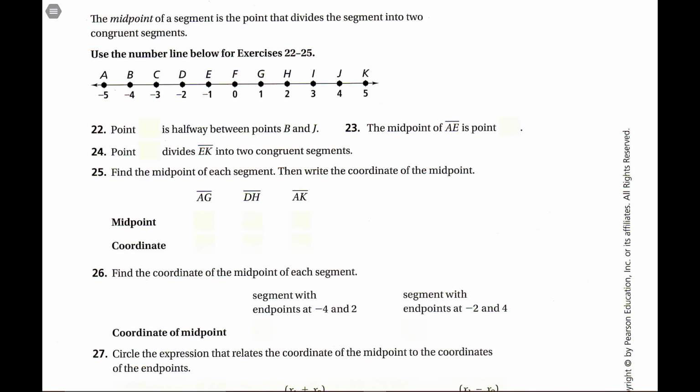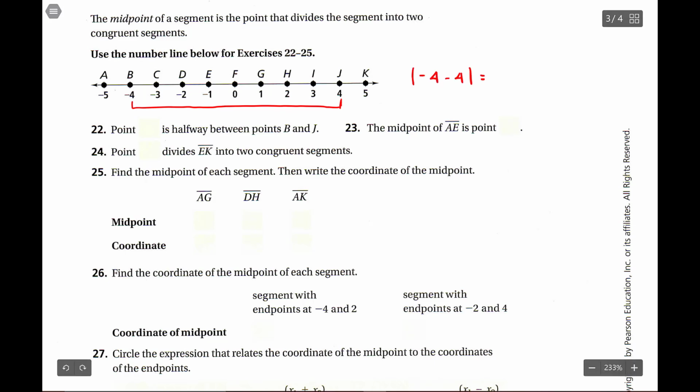For 22, it says point blank is halfway between points B and J. So here's point B, and then here's point J. The distance between those is -4 minus 4, which is going to be equal to 8. So the distance is 8 units between them. Half of 8 is 4, so if we go from -4, 1, 2, 3, 4 units, we get the point F, which is halfway between B and J.